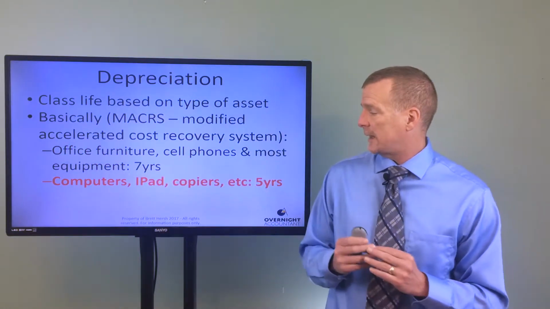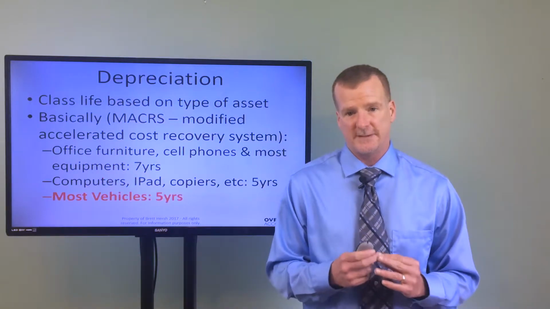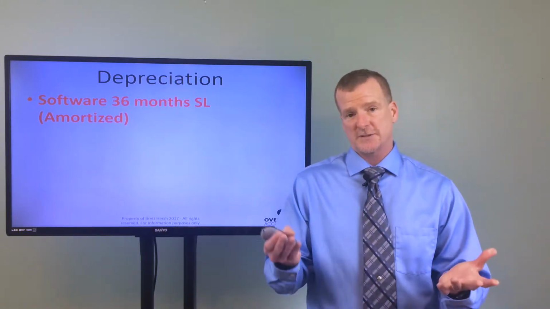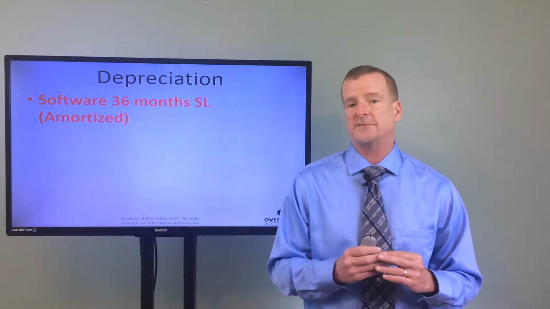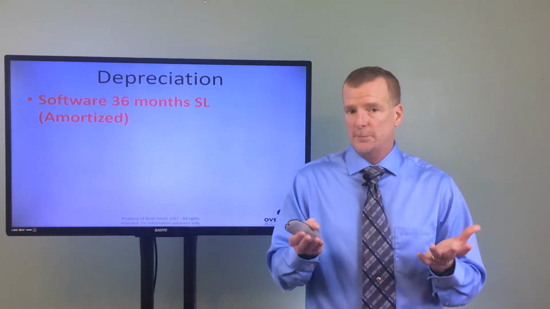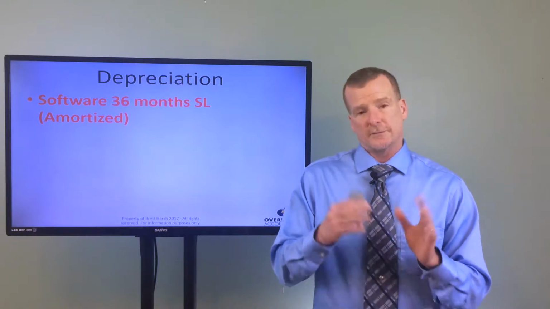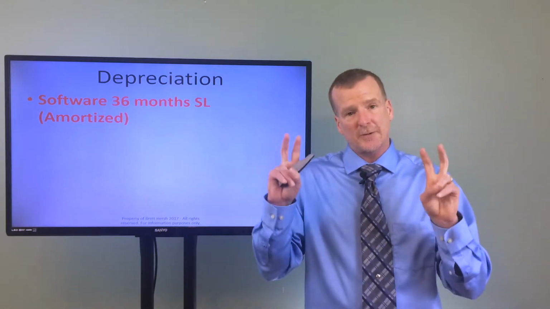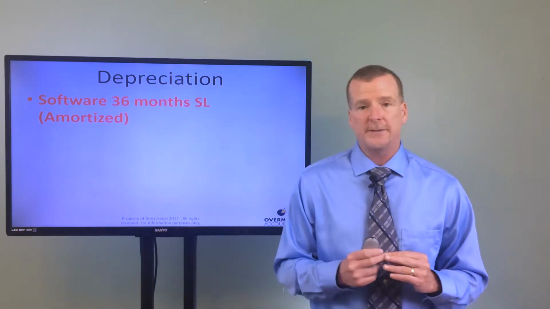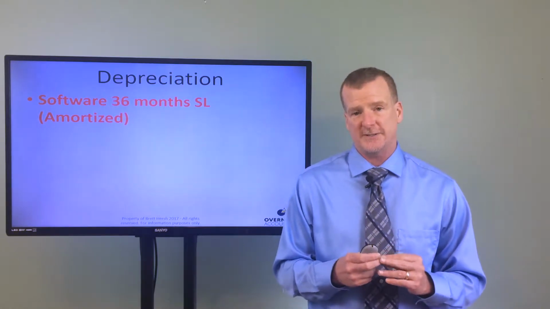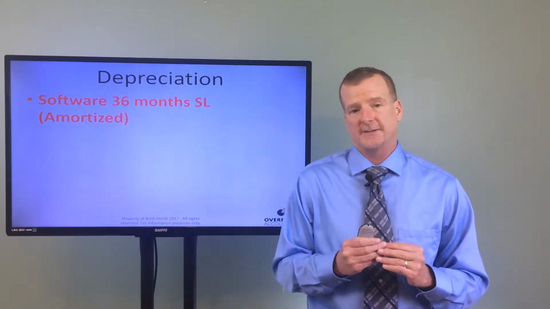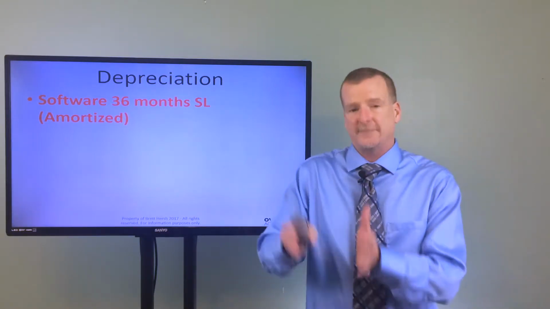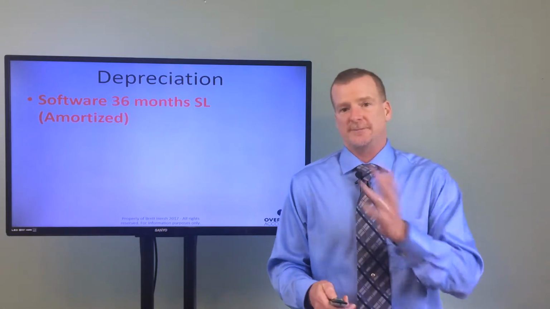Computers, iPads, copiers, etc. are depreciated over 5 years. Most vehicles are also 5 years. Now software, if you purchase off-the-shelf software that is going to be over $500, very rare, but you may have some software that you've purchased for your business that is going to be usable longer than 1 year. It's depreciated, but we call that amortized over a 36-month period using what we call straight line depreciation, which basically means you're chopping it up and you're depreciating a certain amount each year. If you spend $100 for it and it's 36 months, you get to write off a third of that, $33.33 each year, but it's usually based on the months.